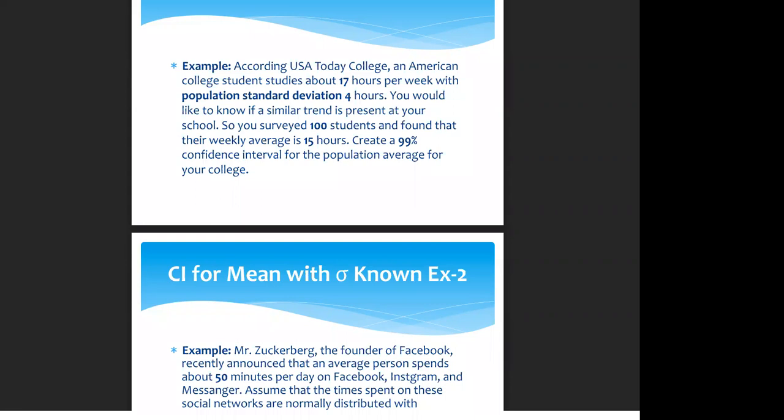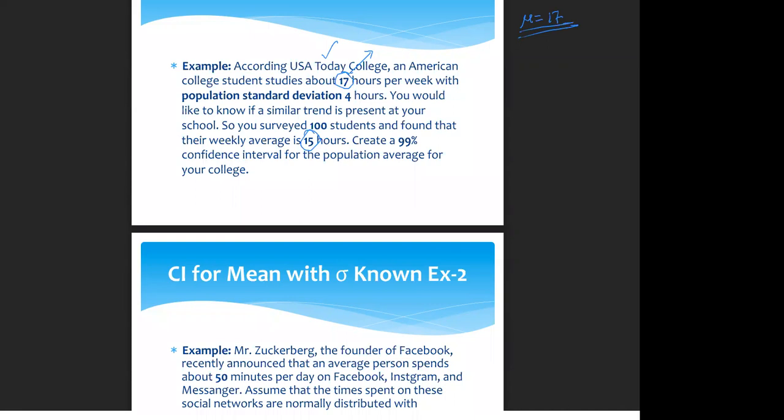So as you read the problem, one of the things that may get mixed up is this 17 and this 15. This 17 is something that's given by USA Today. Okay, that's what's given by USA Today. That you can kind of assume that that's your mu, 17. We really won't need it.